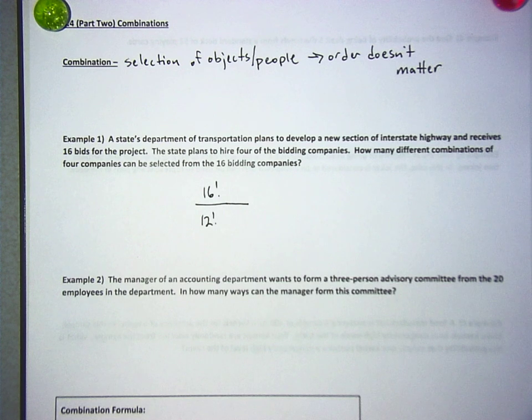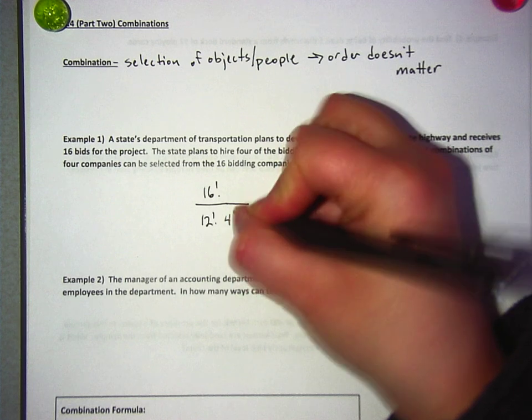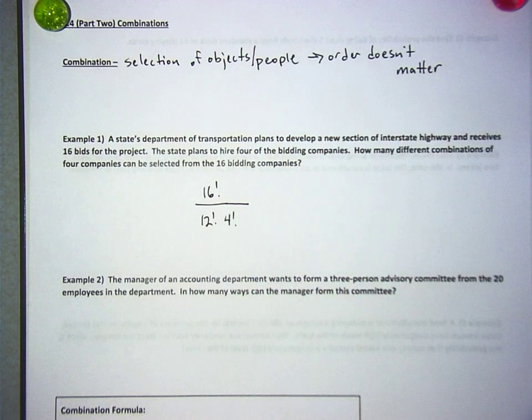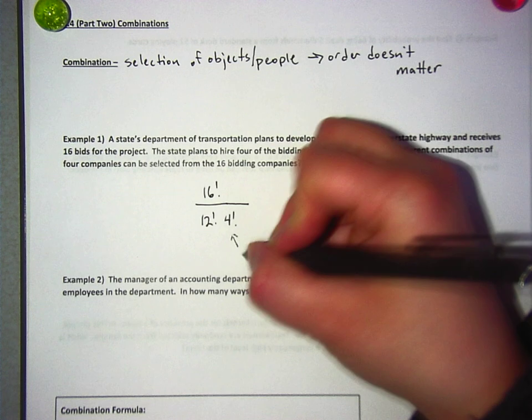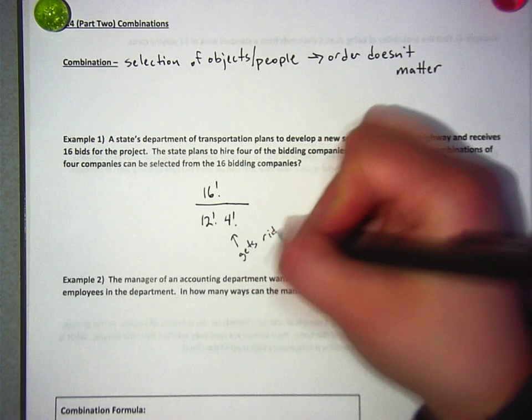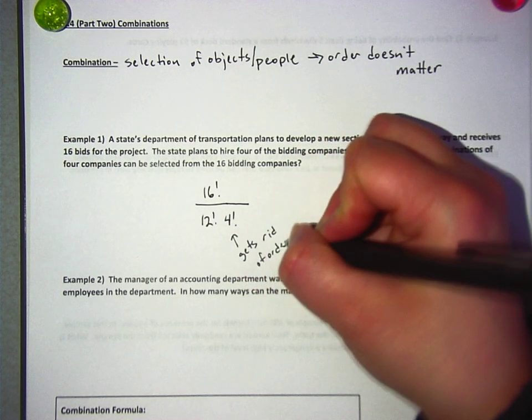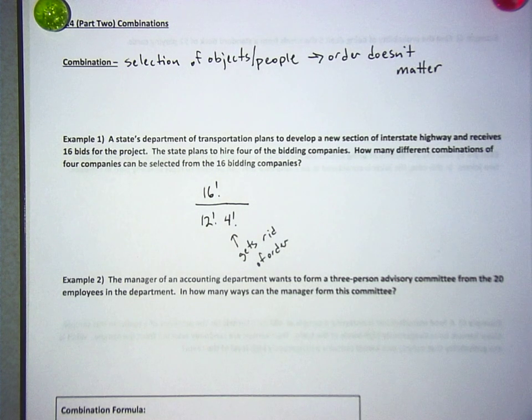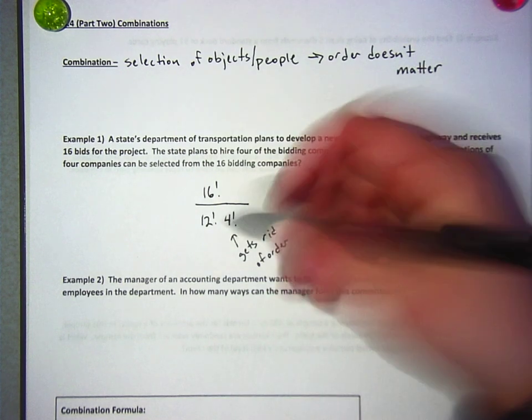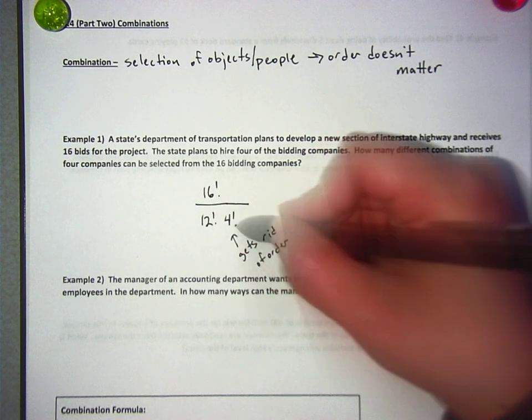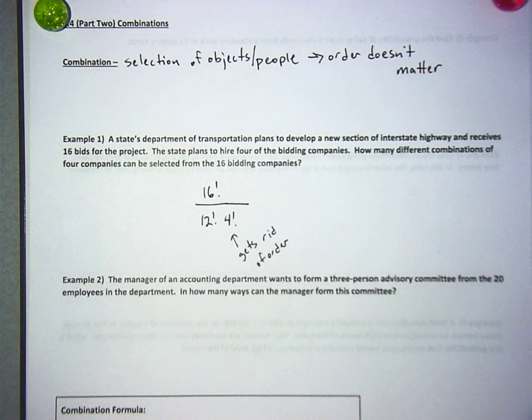So what we're going to divide by is how many different ways you could order them, because we don't care about order. So if there are 4 companies, how many different ways can we order them? 4 factorial. So I'm going to also divide by 4 factorial. And this gets rid of the order. So it's basically just like a permutation, except you also divide by what's left after, so 16 minus 12 is 4, and then 4 factorial gets rid of the order.